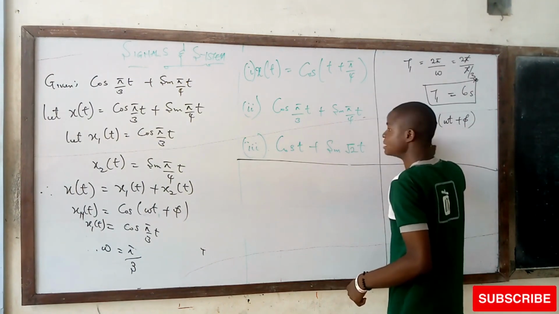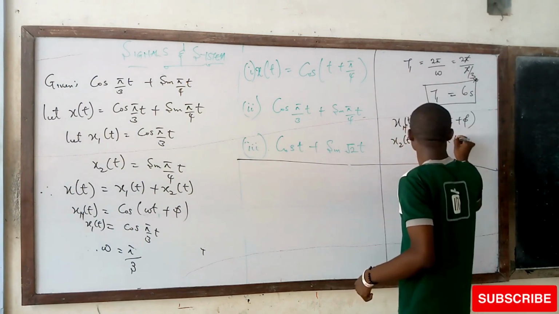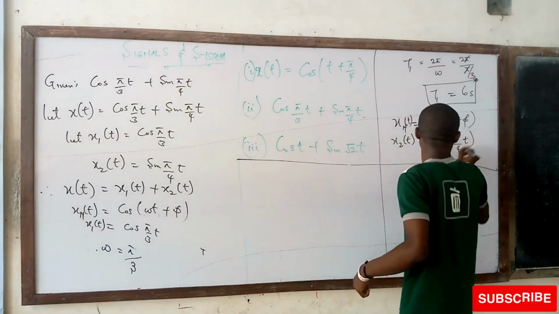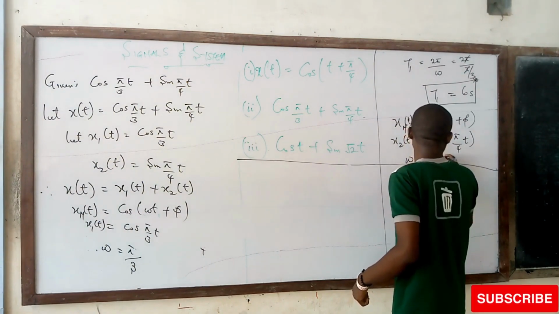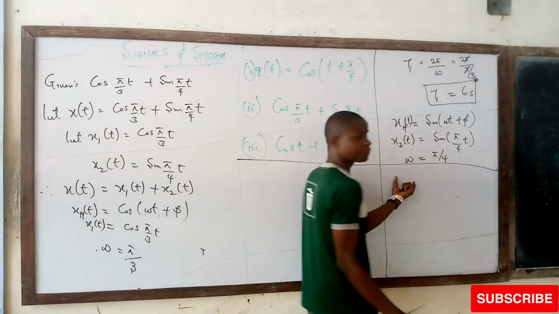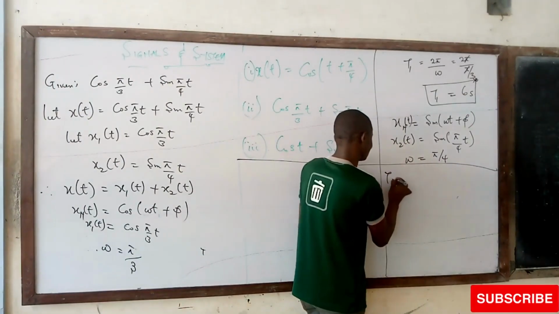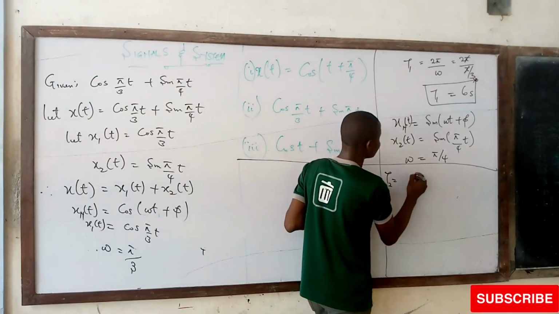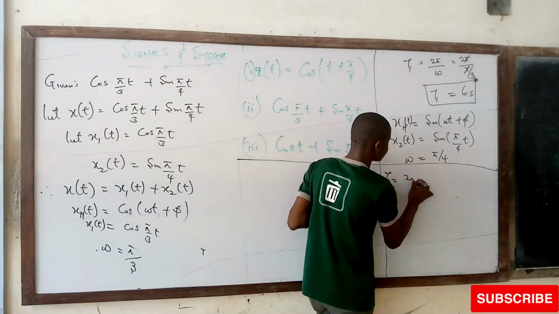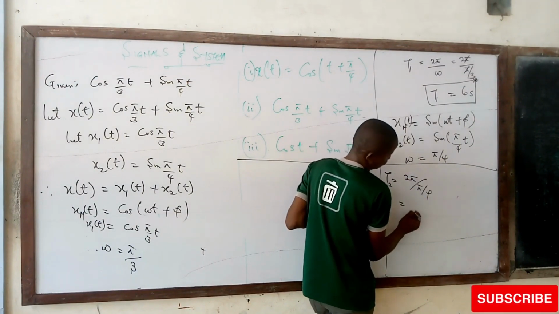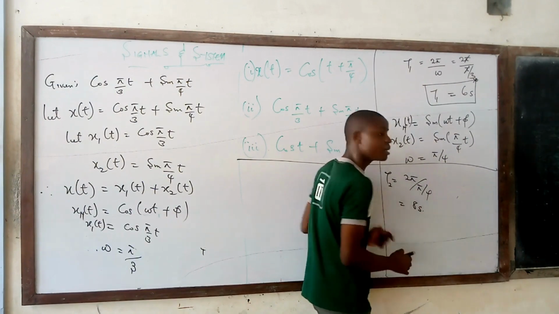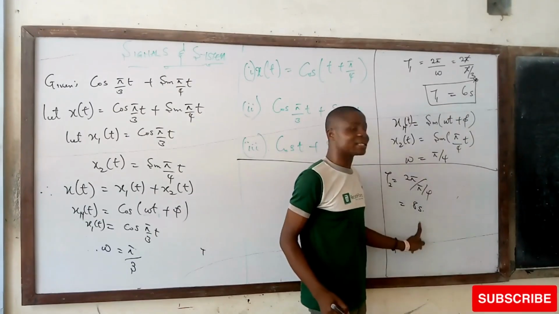x2 of t, which is sine bracket pi over 4 t. You can actually get our omega to be equal to pi over 4. So continuing from here, we can get t2 to be 2 pi over pi over 4. Hence, we will get 8 seconds. But this is 6 seconds, this is 8 seconds.